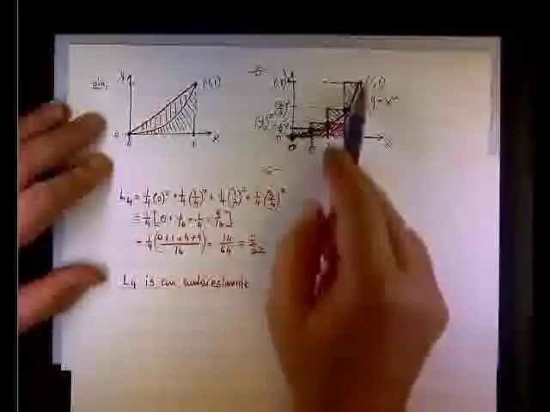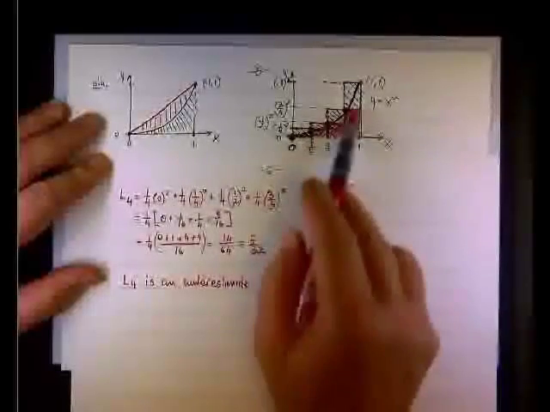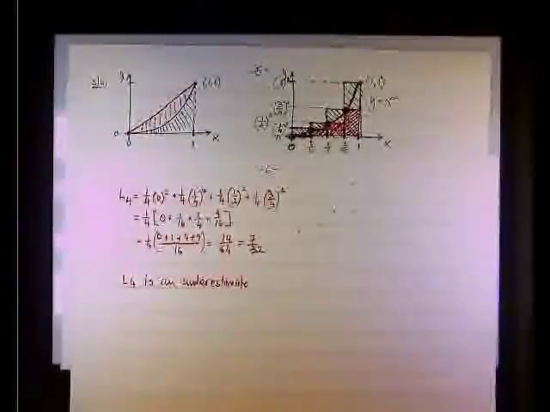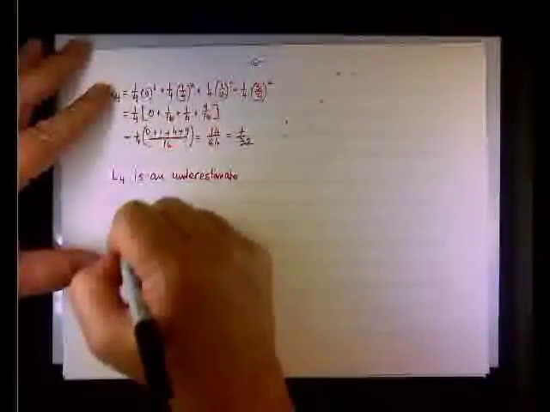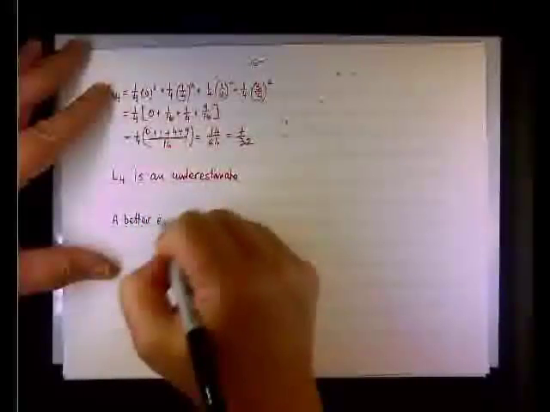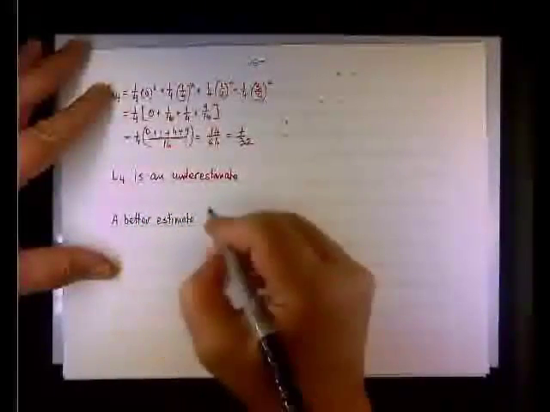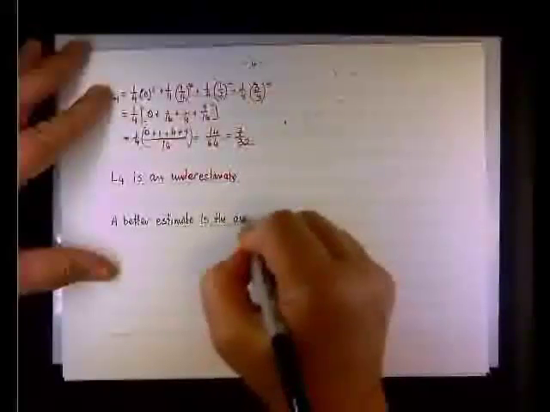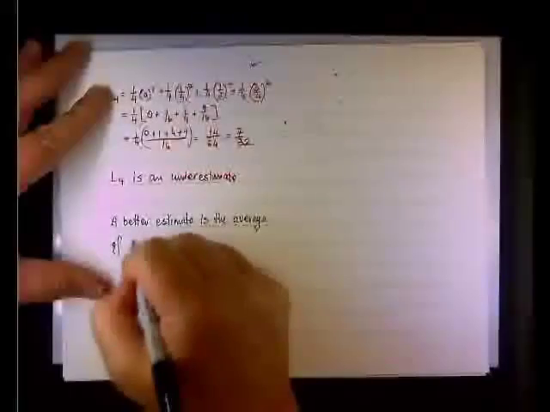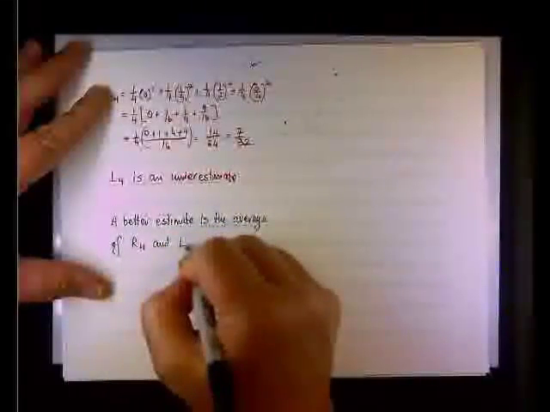Okay, as we can see from the sketch, the red blocks are leaving a piece that is not covered under the graph of y equal x squared. So, what are we going to do to better our estimate? Well, it stands to reason that we should take the average, don't we? So, since we have an overestimate and an underestimate, then we're going to say that a better estimate is the average of R4 and L4, the over and under estimate.